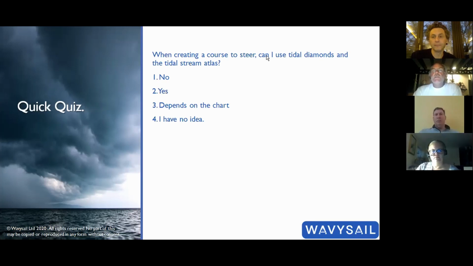When creating a course to steer, can I use diamonds and tidal streams? Okay, again, very much so. You can use both of them, but the streams give you a little bit more detail, so you can be slightly more accurate with the streams.